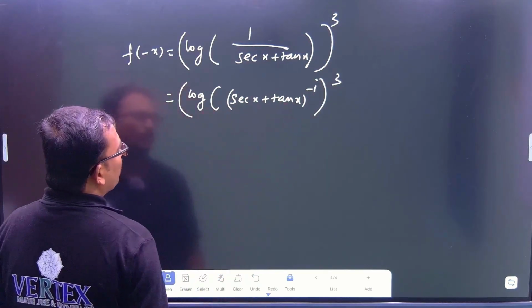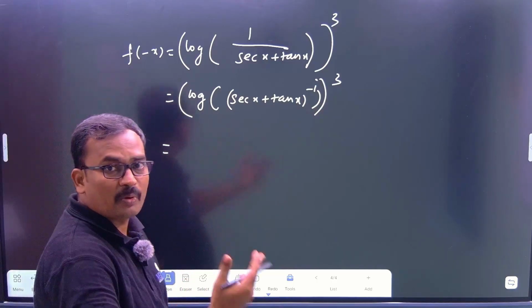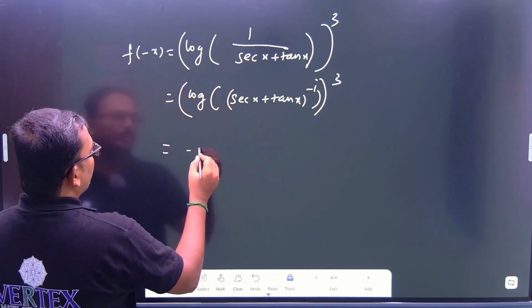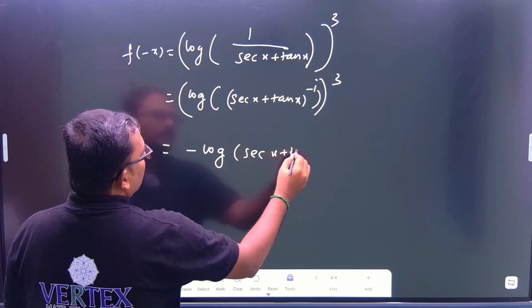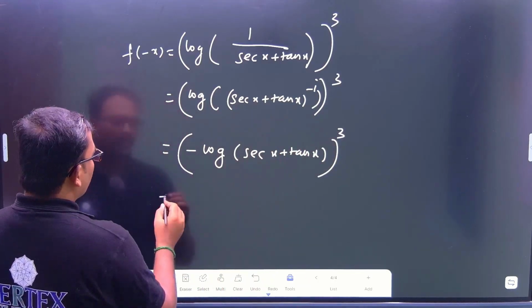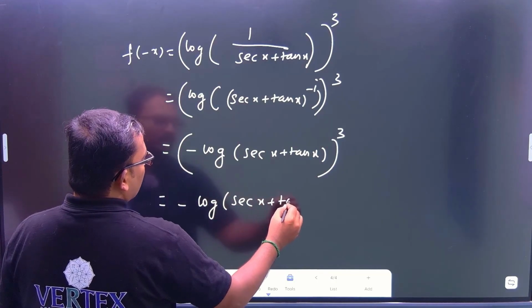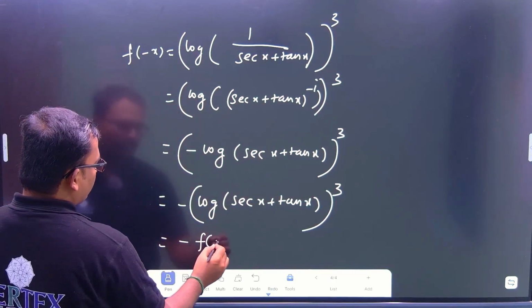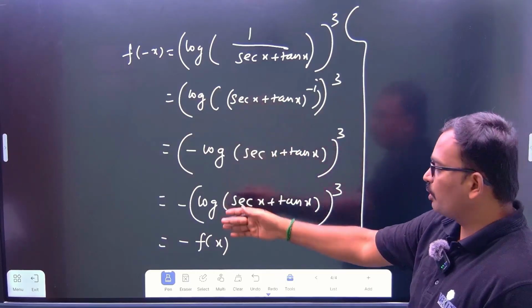So you can use the logarithmic property. Log x to the power n, how to write? n times log x. So minus log of secant x plus tan x, whole cube. This is an odd power, so minus 1 to the power 3 is again minus only. Minus log of secant x plus tan x whole cube. This is minus f of x. I hope everyone understands. f of minus x equals minus f of x.